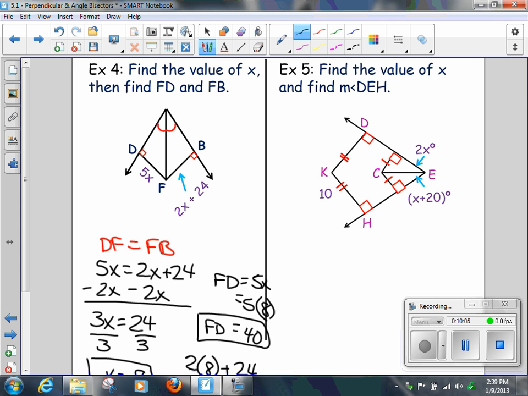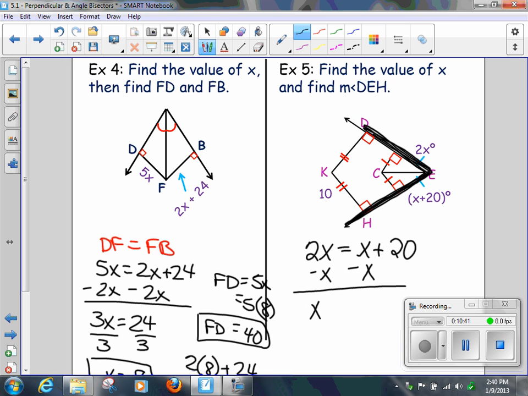All right, what about this one? Find the value of x, and then find angle DEH. Where is that angle, by the way? Well, is it the little DEH? Guys, it's that whole thing right there, isn't it? Okay. How am I going to find x? Set them equal to each other. 2x is equal to x plus 20. Geometry done? Yep. Now we're doing algebra. X is 20, right on?